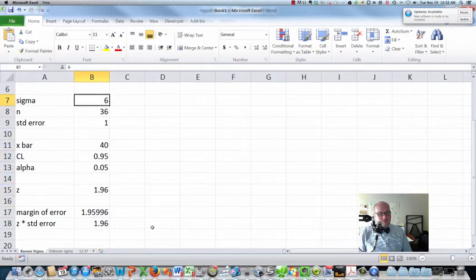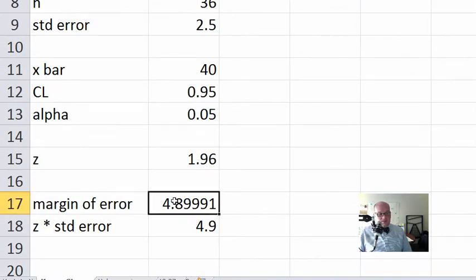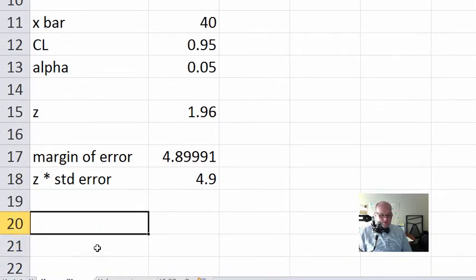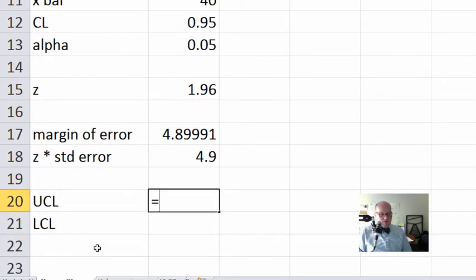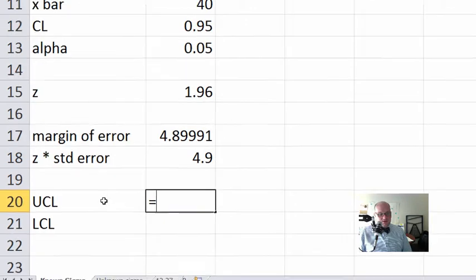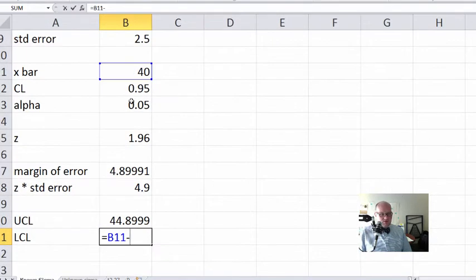So we could change this up. Let's make the sigma equal to 10, and then it changes a little bit. Make the sigma equal to 15, right? So the margin of error then is not the whole story. We then have to build the upper and lower confidence limit, UCL and LCL. The upper confidence limit is x bar plus the margin of error. And the lower confidence limit is x bar minus the margin of error.